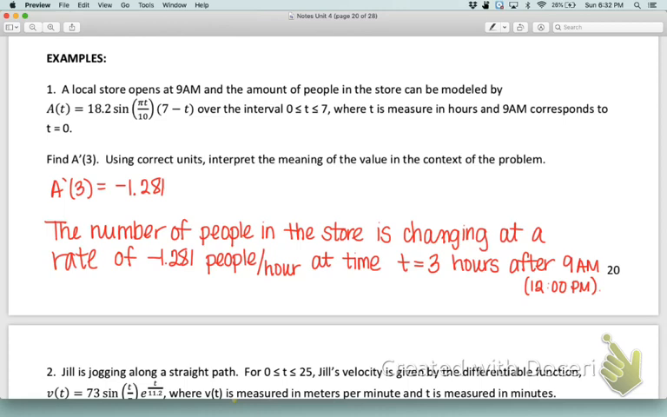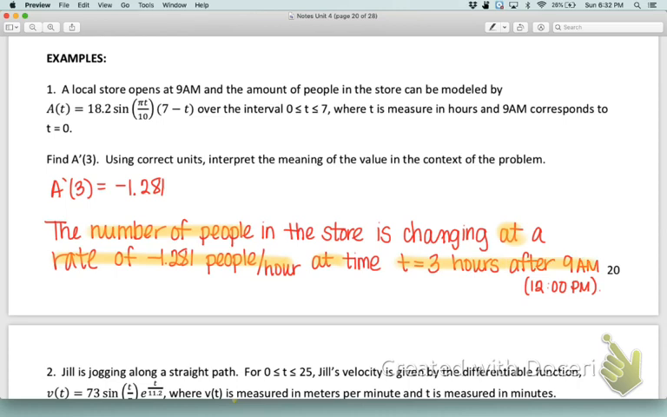So again, if we look at those 3 pieces, N is the noun. What did you find? You found the rate of the number of people. That's the important part of the context of the problem. That's what that function is measuring, the number of people in a store. The word "at," very important. This is a derivative. You must have the word "at" in your answer. We've indicated that this is a rate, and we used correct units to describe the rate, people per hour. And then that is happening at time t equals 3, and we have the units for time as well.